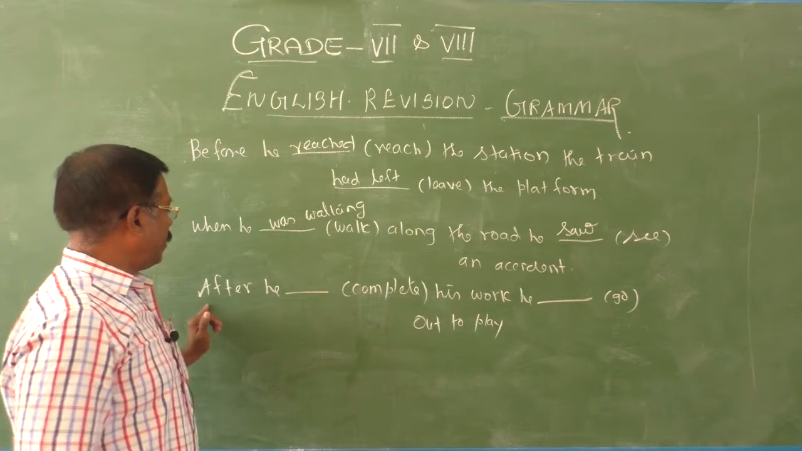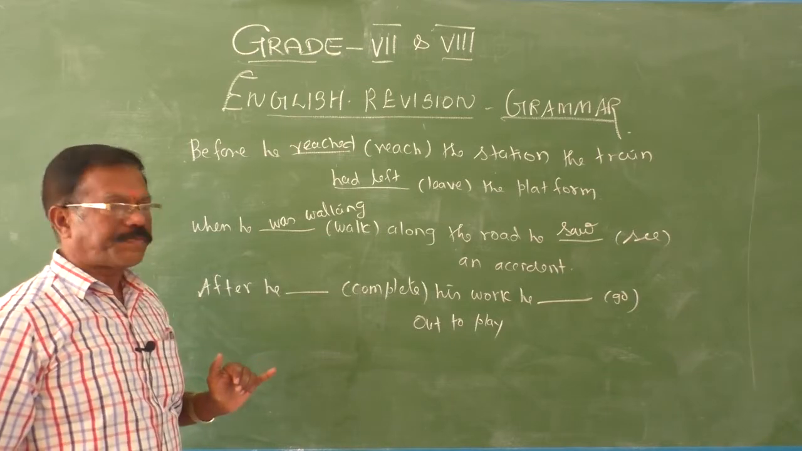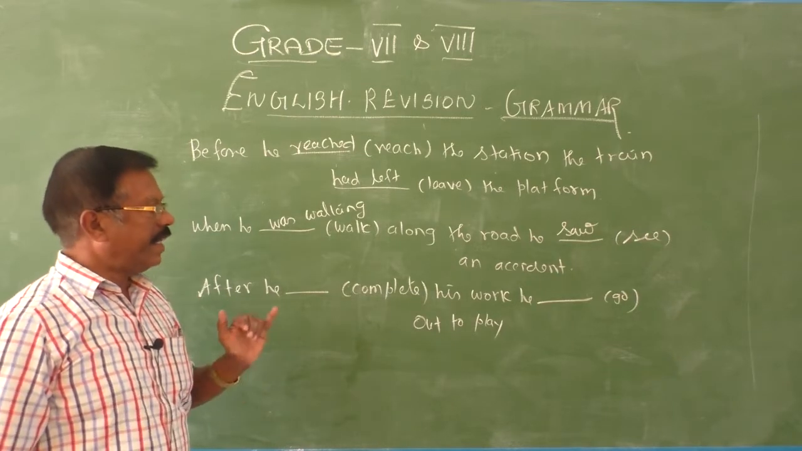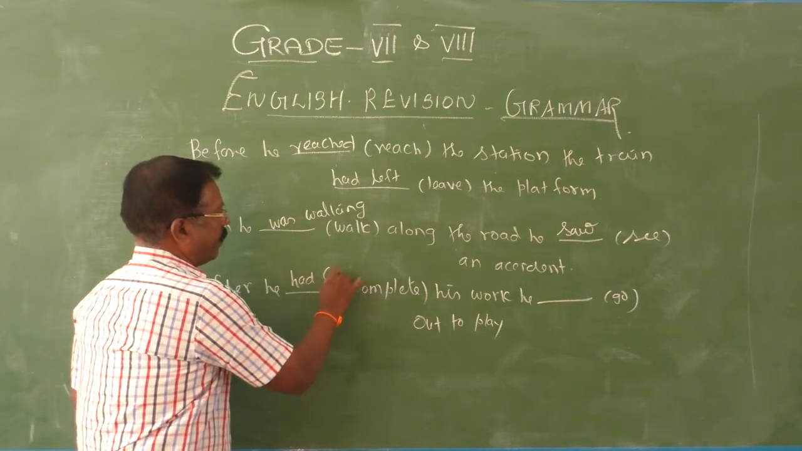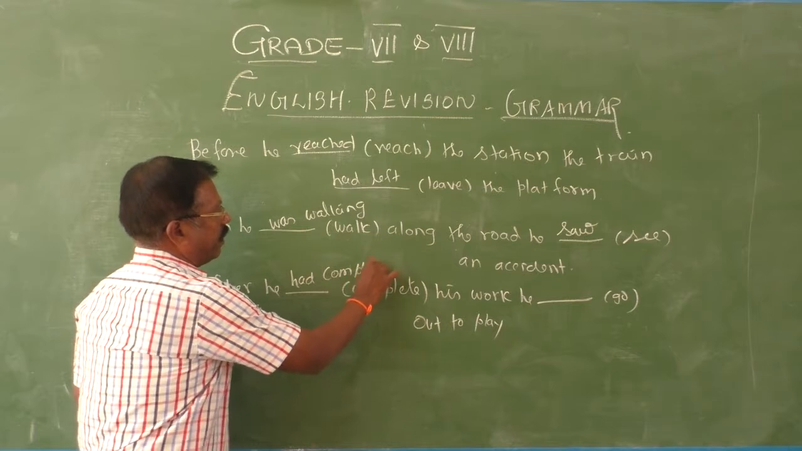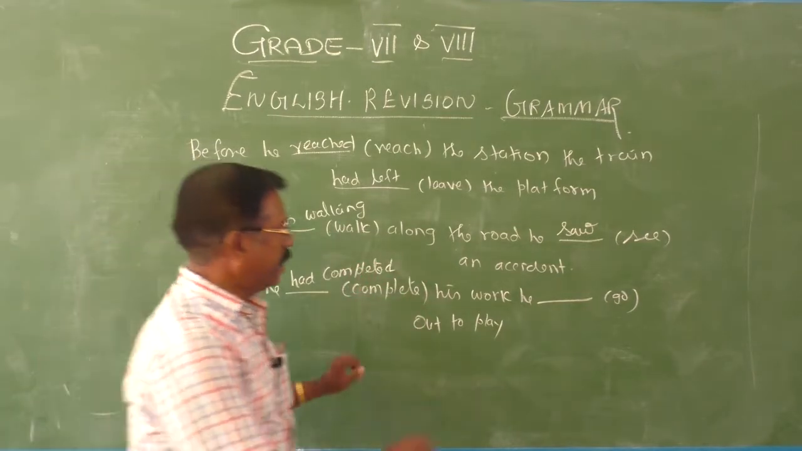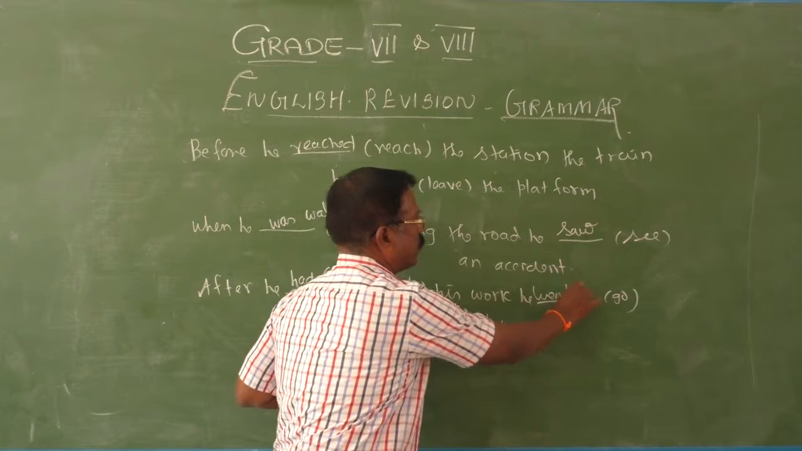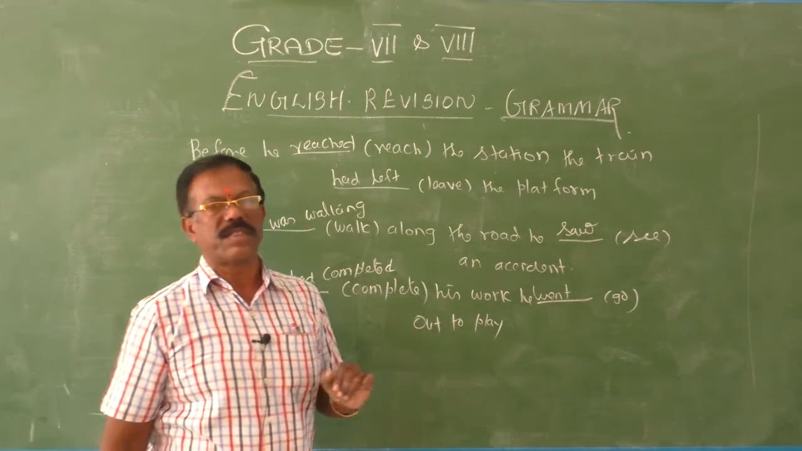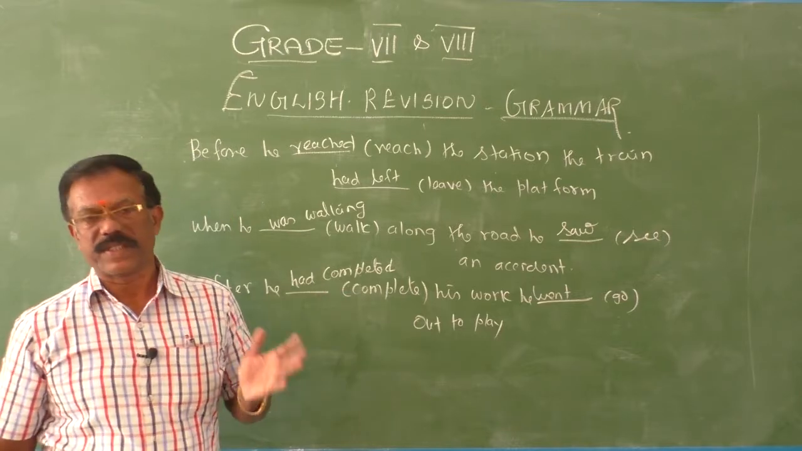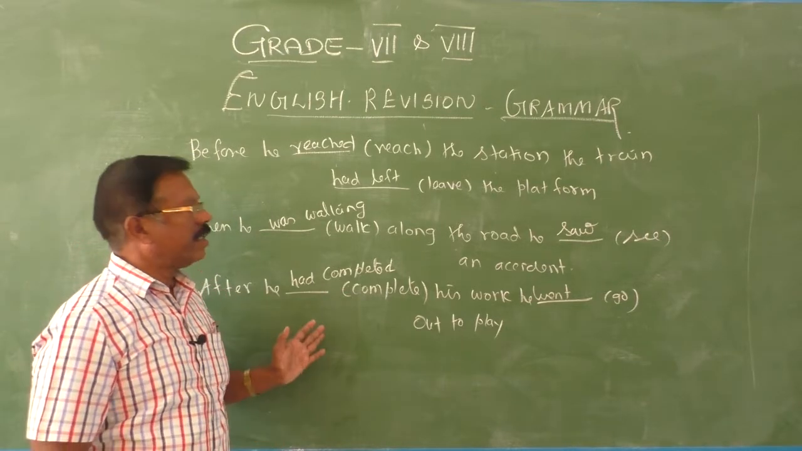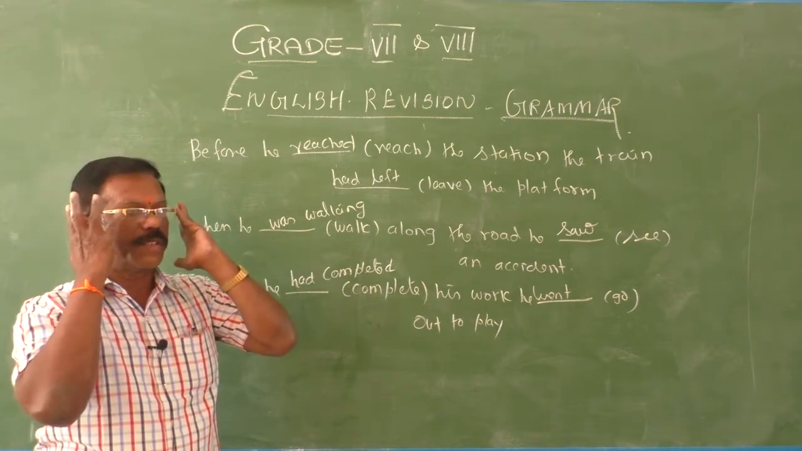Then, after he does complete his work, he does go out to play. After he had completed his work, he went out to play. Here also we use the same procedure. The same rule is also applied here. The first completed action should be expressed in the past perfect tense. The second one should be expressed in the simple past.